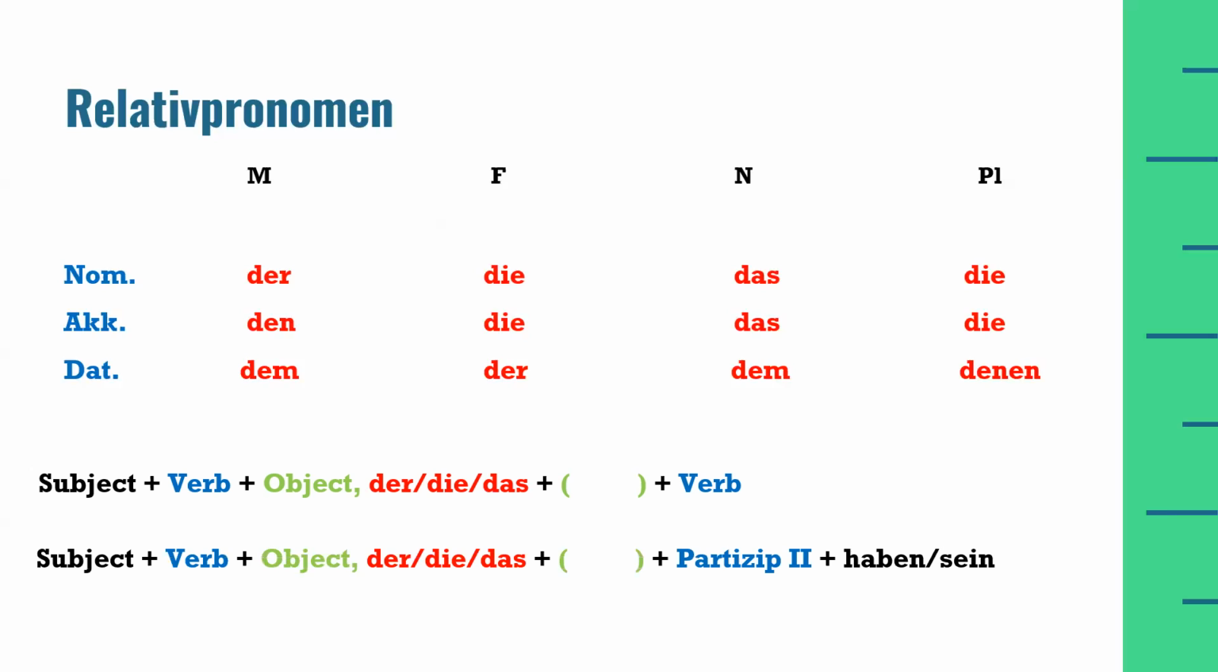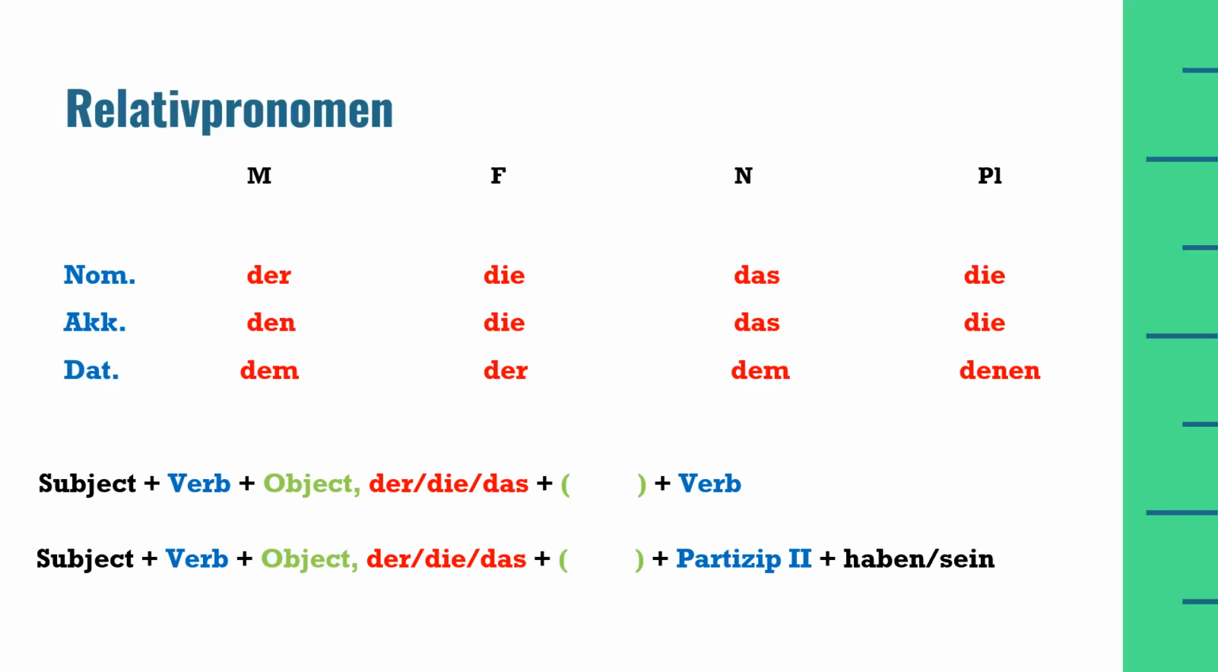We take another possibility, where we follow the same sentence structure for the main sentence, but we say that in the Nebensatz, or in the relative sentence, we have a perfect tense. And in the perfect tense, we know that we have to use the Partizip II form of the verb, and we have to use the sein or haben verb.